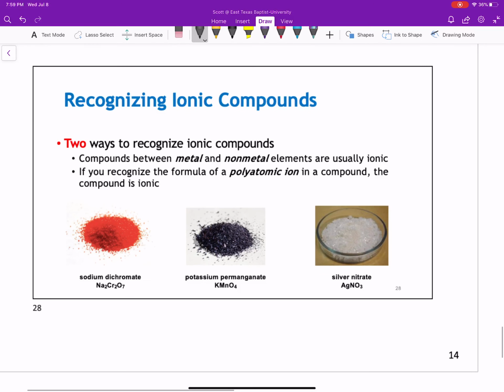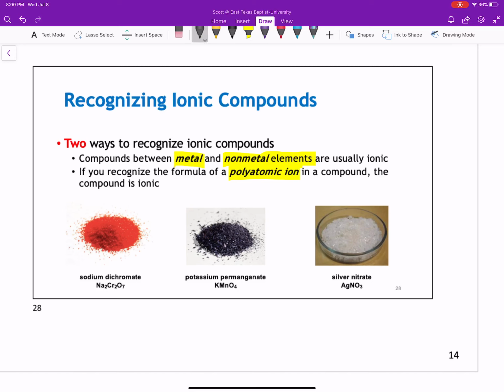And recognizing ionic compounds, I've reiterated this a few times now, but I just want to say it one more time. You recognize ionic compounds because it's between a metal and a nonmetal. So if you're not skilled at identifying metals and nonmetals using the periodic table, you need to practice and get good at that as soon as you can. So compounds between a metal and nonmetal are usually ionic, and if you recognize in the formula any sort of polyatomic ion, then it's also ionic.